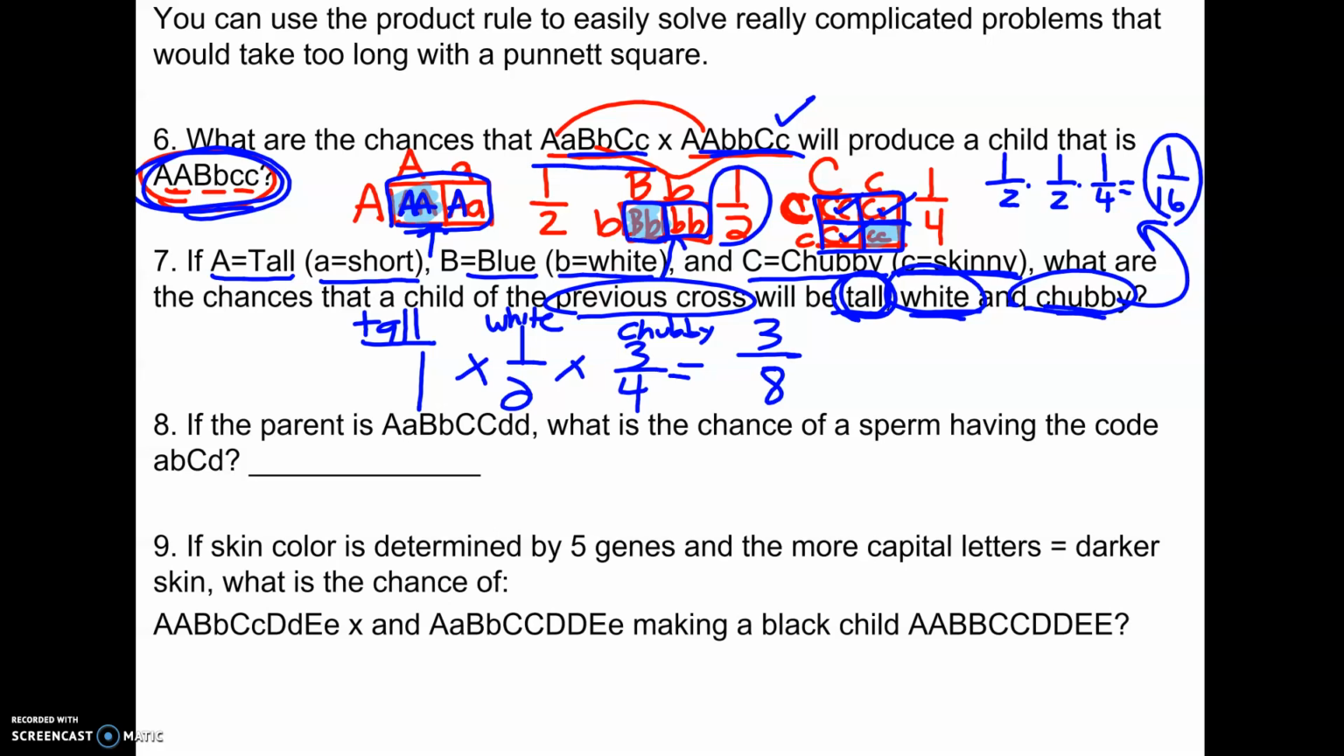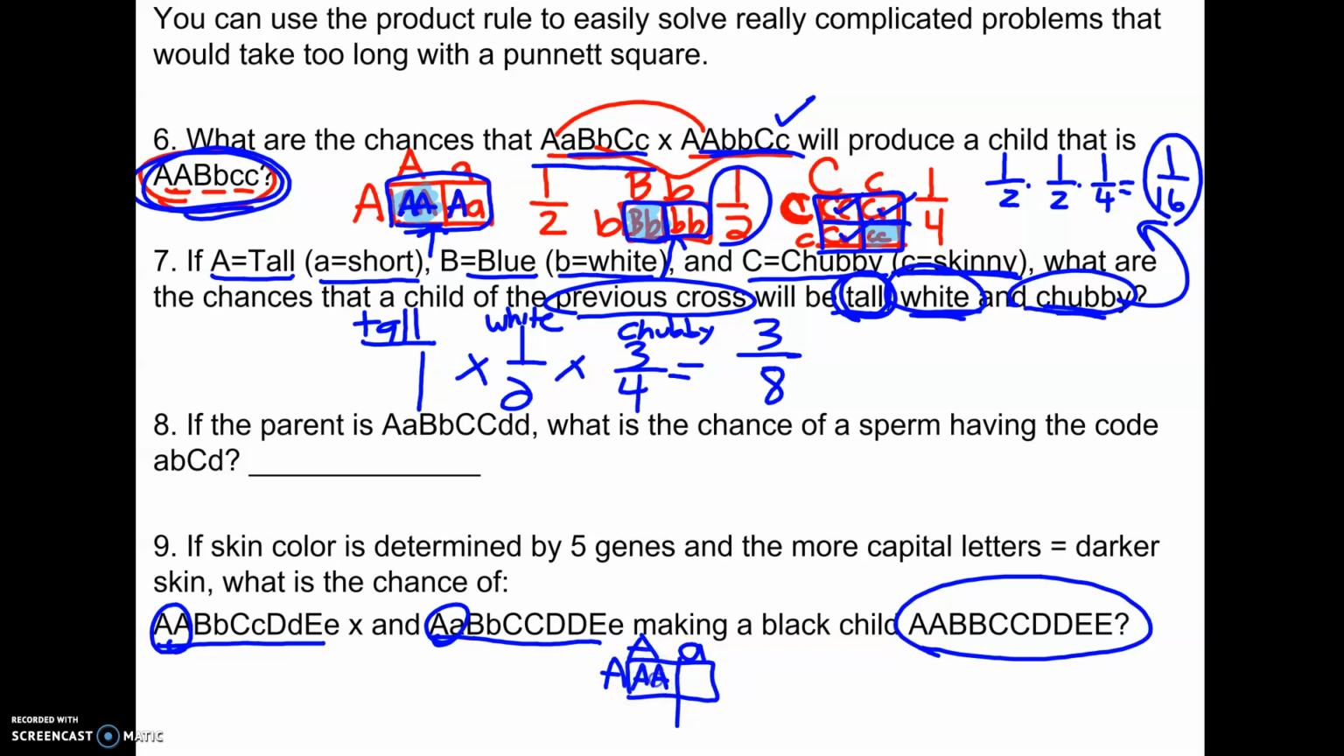Now, if I skip down to number 9, it is solved the same way. So they want to know the chances of this parent and this parent making this offspring. So it's the same thing again. I'm not going to do every single one of these. Big A, we're crossing big A, little a, with big A, big A. So they want to know the chances from that of big A, it's going to be 1/2.